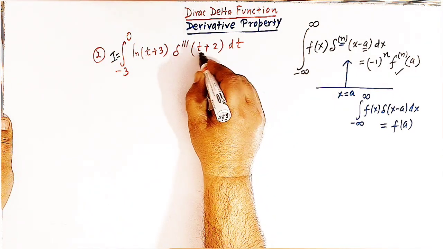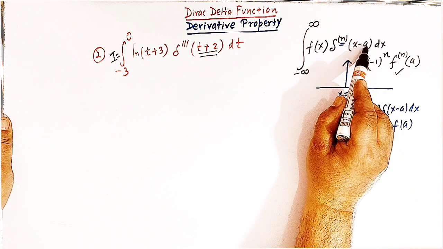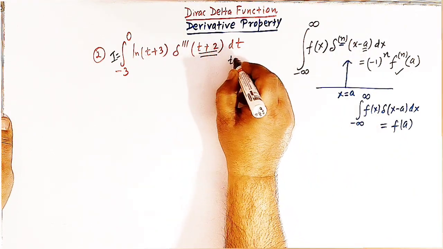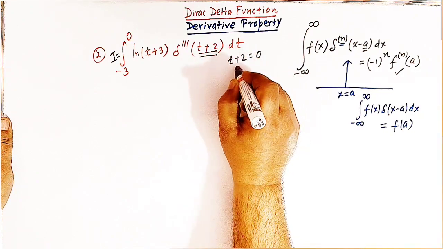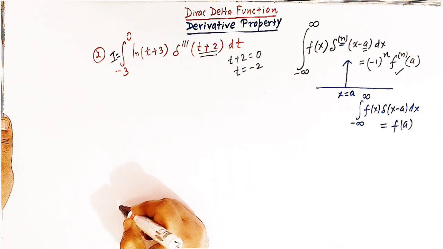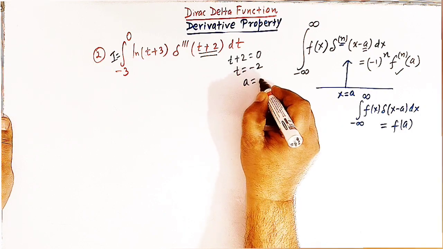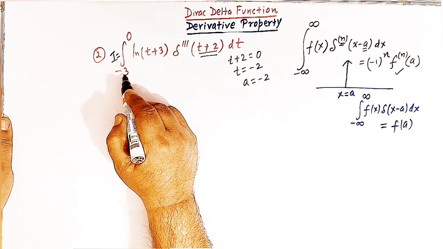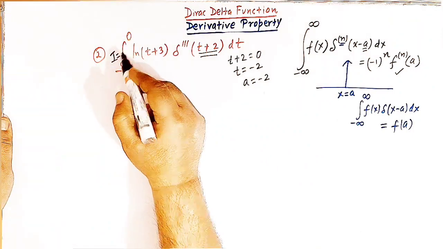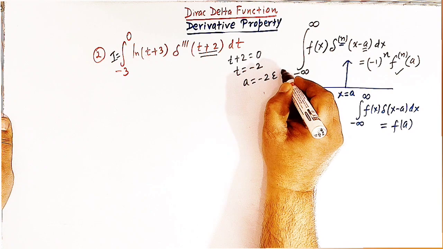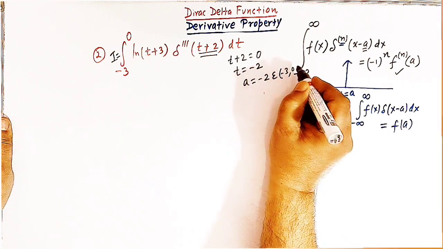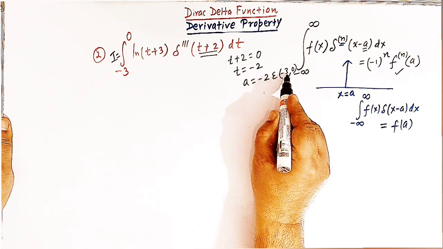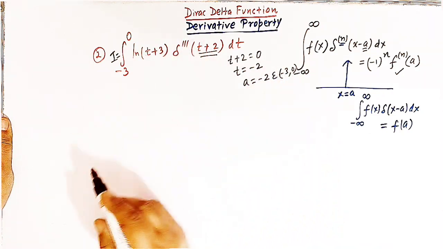And here we can see that the value of a is given by minus 2, because when we take t plus 2 equal to 0, we get t equal to minus 2, right? So the value of a is minus 2, and this minus 2 belongs to this interval, that is the limits, minus 3 to 0, right? So minus 2 belongs to this interval minus 3 comma 0, right?